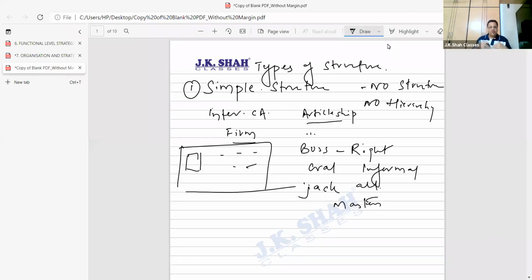But to start with, most of the structures are simple structure. 4-5 people are working, no formal communication, oral communication, right? Hierarchy is not there, boss is always right. And beta, they are confining themselves to a smaller business, smaller market. The same thing I'll explain in another way, please try to understand.